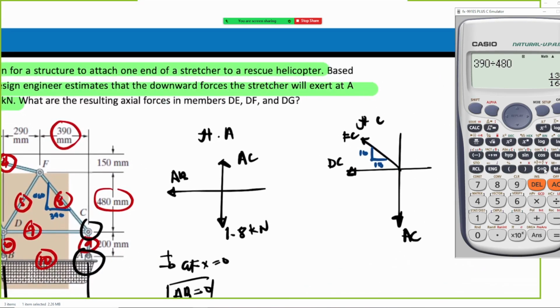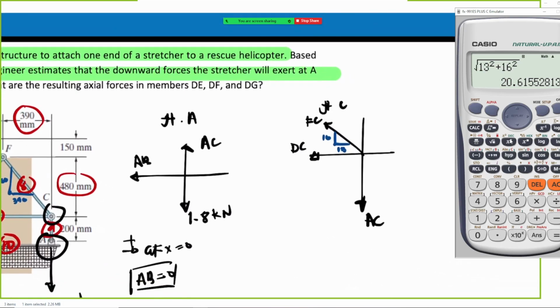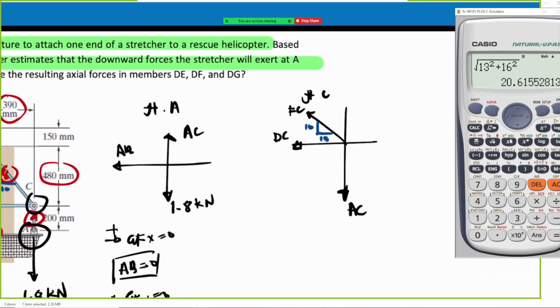So, yeah, I think that's it, no? So, paano natin i-check kung correct? So, simply, ang square root ng 390 squared plus 480 squared is what? 618. Okay? Ang 13 squared plus 16 squared, 20.61. Okay? So, same lang yan with the 390 and 480 if gagamitin natin. Okay? Yung kinuha ko is your hypotenuse.